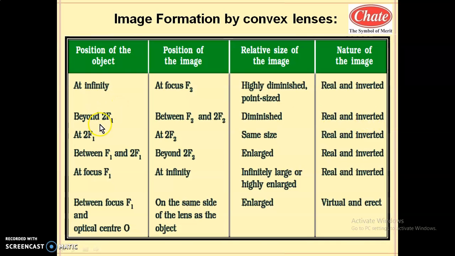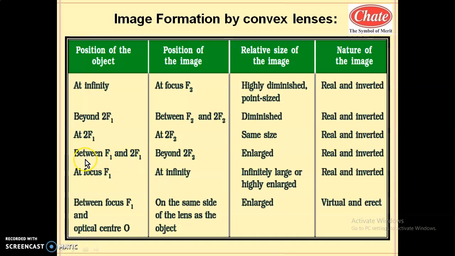Now as the position of object again shifts toward the lens, image goes away from the lens. Now the object is at 2F1, means at C1. Then image will be at 2F2, that is at C2. It will be of same size and the image will be real and inverted. Here size of the image is same, similar to the plane mirror. In case of plane mirror also, you are getting the image of same size. So if object is at 2F1, the image will be at 2F2. It will be of same size and the nature of image is real and inverted.